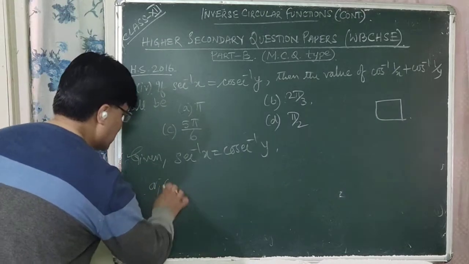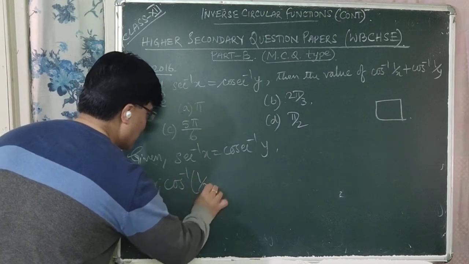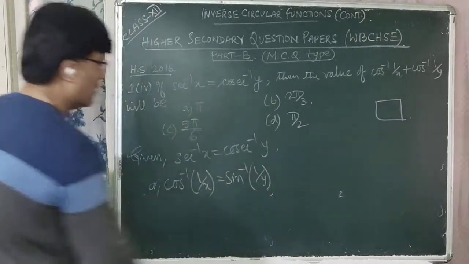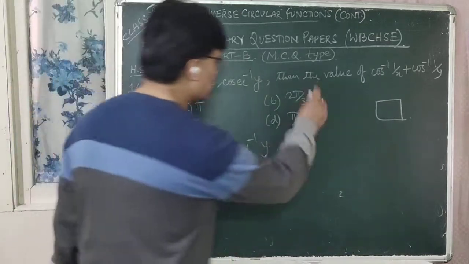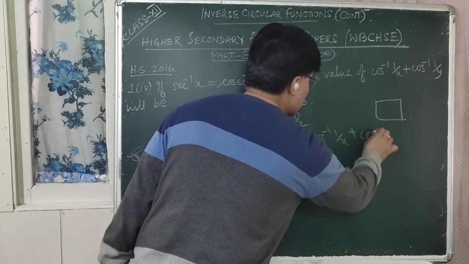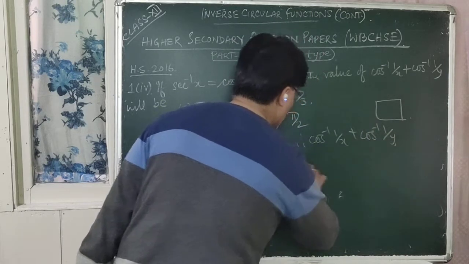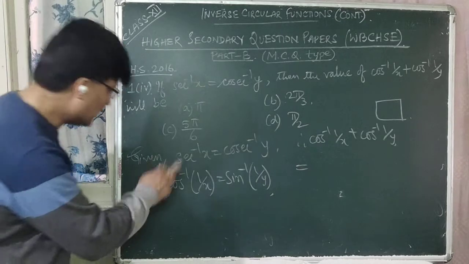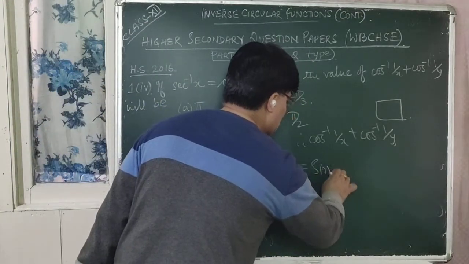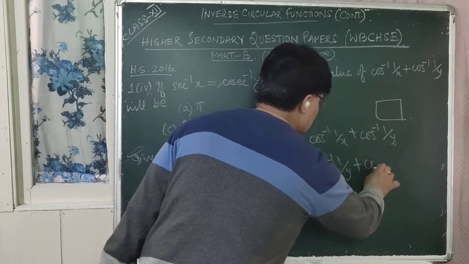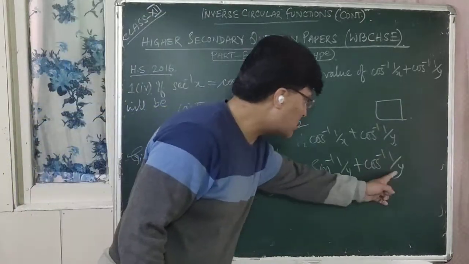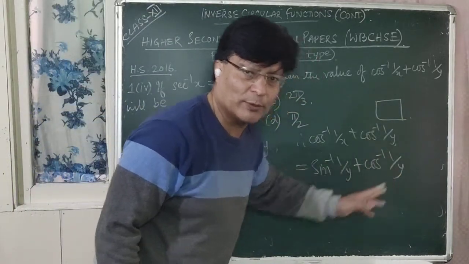So what is it? Cos inverse 1 upon x is equal to sin inverse 1 upon y. All right? Therefore the given expression is cos inverse 1 upon x plus cos inverse 1 upon y, which is equal to, so instead of cos inverse 1 upon x, what can you write? Sin inverse 1 upon y. Let us write here sin inverse 1 upon y plus cos inverse 1 upon y. Okay, so both must be the same expression here: 1 upon y, 1 upon y.